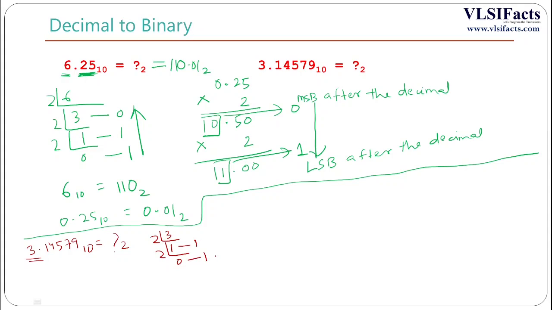We will go from bottom to top. So I can write 3 in decimal number, the equivalent binary number is 11. Now the most important part comes where we will find the equivalent binary number of the fraction part, that is 0.14579. Now as we have performed in the previous example, we will keep on multiplying this number with 2 and keep on collecting the whole number part.